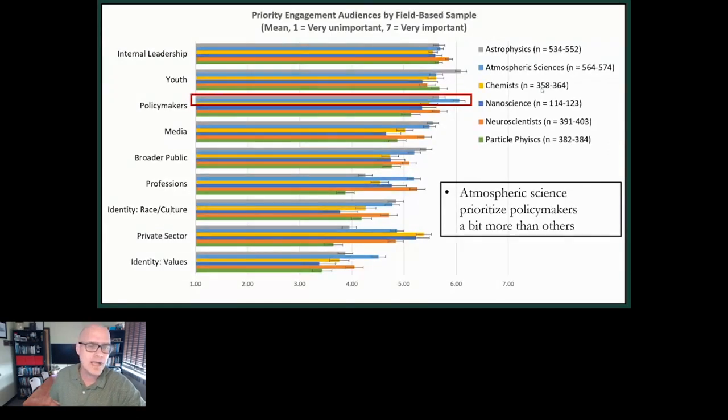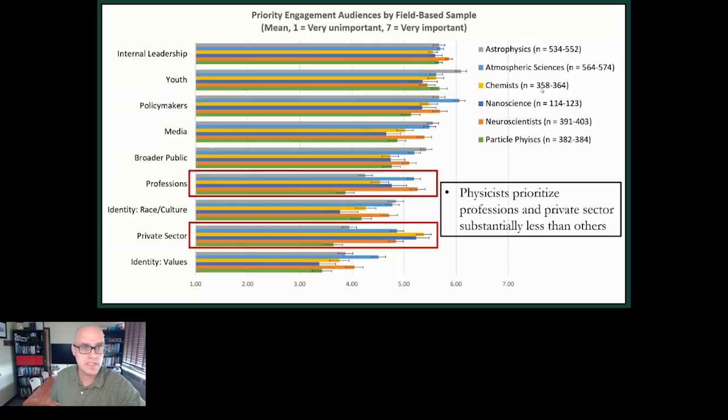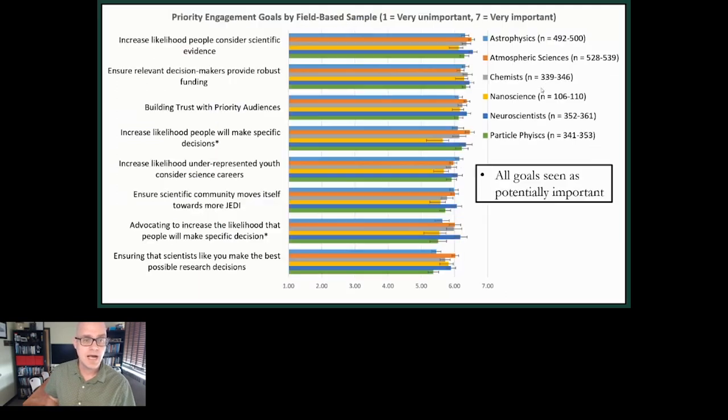But again, these are all high, right? This is a 7-point scale. These top ones are all relatively high. Interestingly, the two physics groups we had in this, particle physicists and astrophysicists, were both relatively low on the professions and private sector audiences, which makes sense. If you think about those as being places where there would be a desire for applied goals.